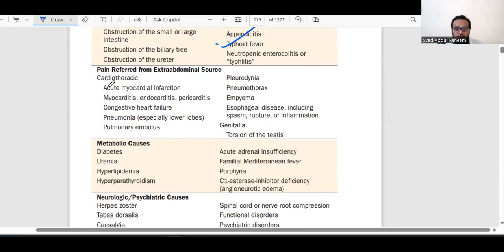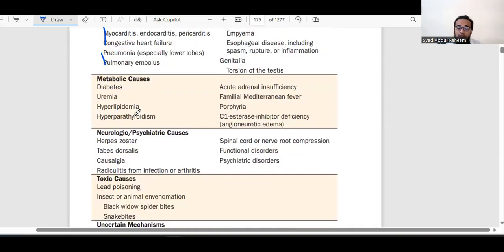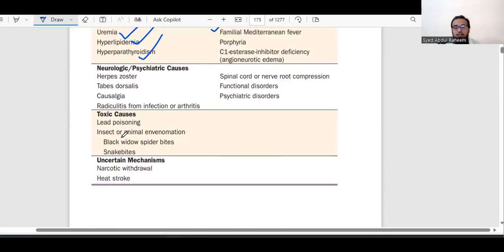Like heart issues, all types of heart issues, and lung issues. Sometimes the pain is referred from the abdominal area upward, so you have to check all that also. Other than this, metabolic causes also give abdominal pain, like diabetes, uremia, hyperlipidemia, where the lipid level is high in the blood, hyperparathyroidism, where the parathyroid glands are not working properly, and the adrenal gland is also not working properly. Neurological and psychiatric conditions also.